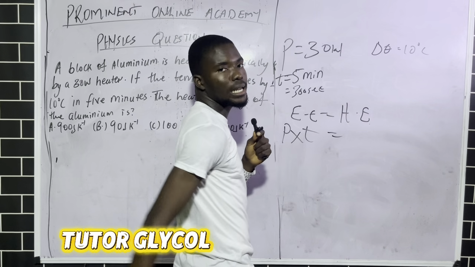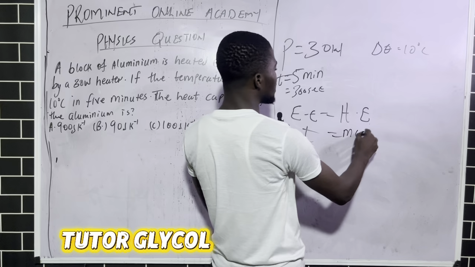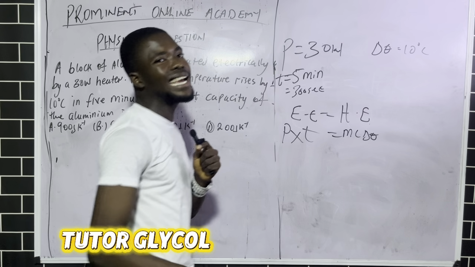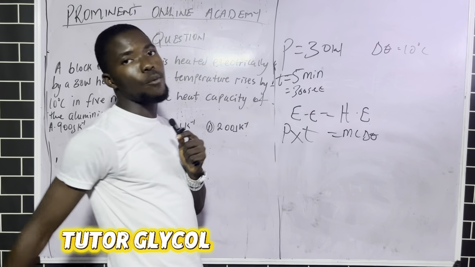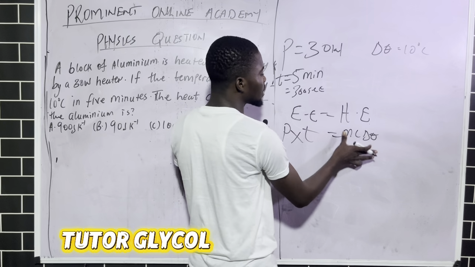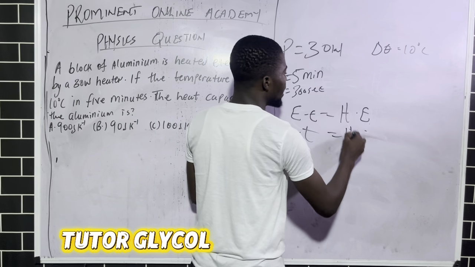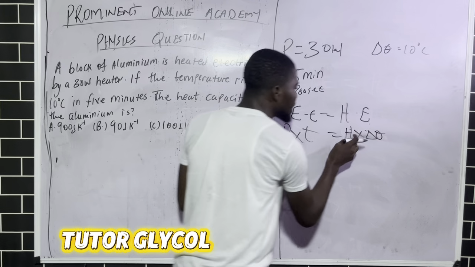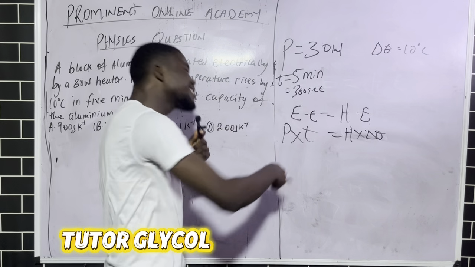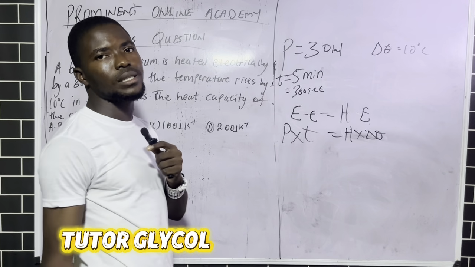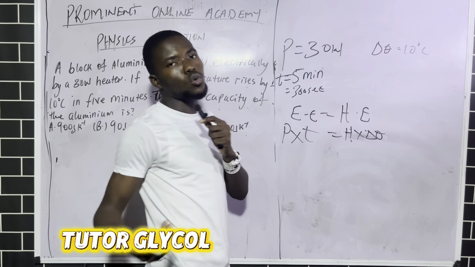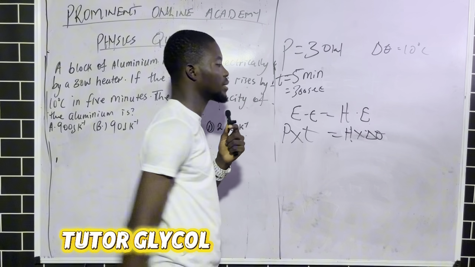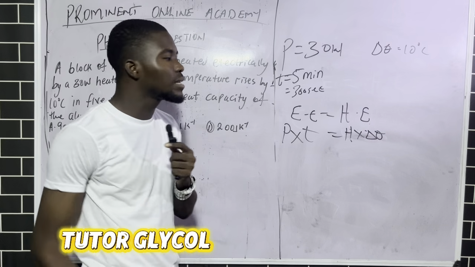What's the formula for our heat energy? Normally we are supposed to use MC change in theta, right? But then they say heat capacity. I just showed you another way we can write it instead. Instead of MC change in theta, I will simply say H times change in theta, where H represents my heat capacity. I can't use MC change in theta because the question wants me to find the heat capacity.